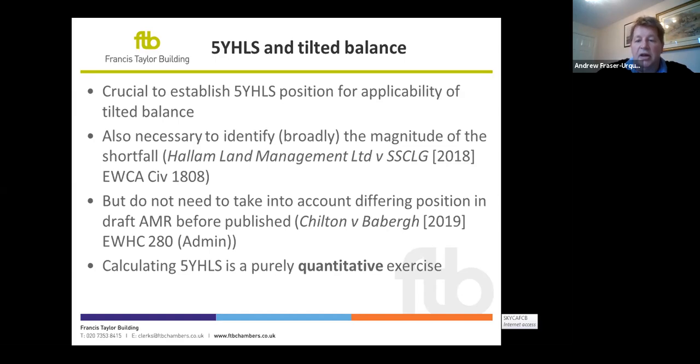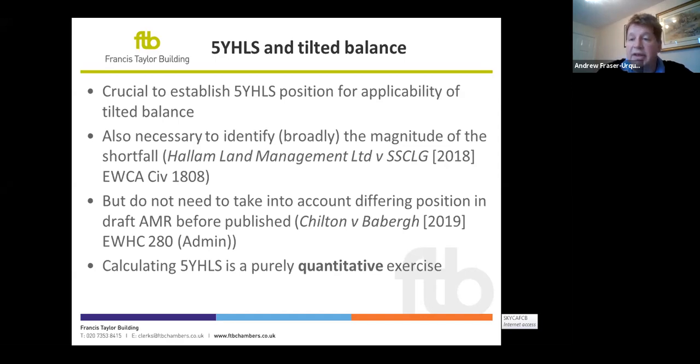Just as almost really a footnote for the detail of that exercise, the Chiltern and Bayberg case set out that you don't need to go so far into the minutiae that you look at draft AMRs and so forth and take account of different positions therein. And the final point on the 5-year housing land supply for the tilted balance: it's a purely quantitative exercise. That simple issue of whether or not the balance is tilted, whether that's triggered, is a purely quantitative exercise.